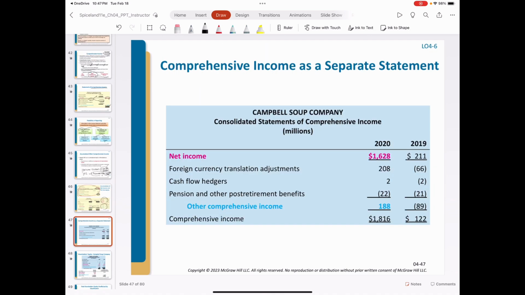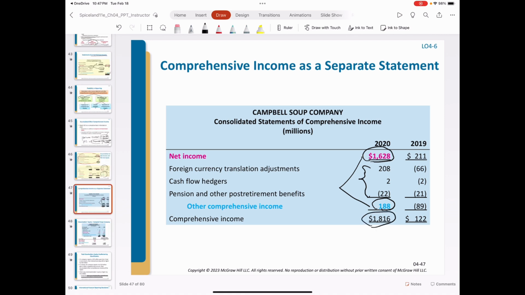Here is another example of comprehensive income, and it is reported as a separate statement. The top line is borrowed from income statements, the earnings, the realized earnings, while this section reports all the unrealized holding gains and losses. The sum of them is total other comprehensive income or loss. The sum of both is comprehensive income.